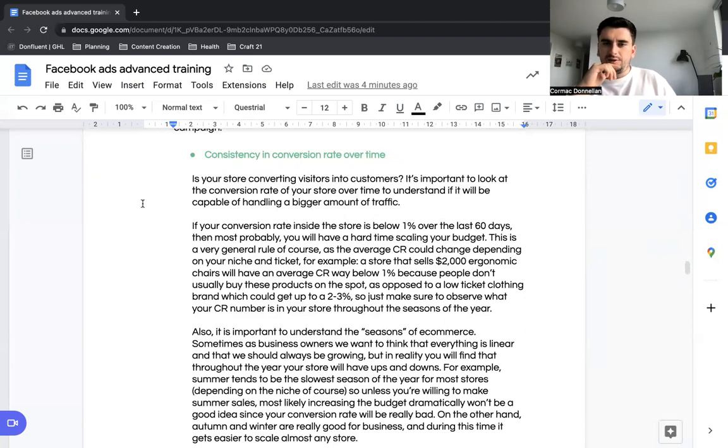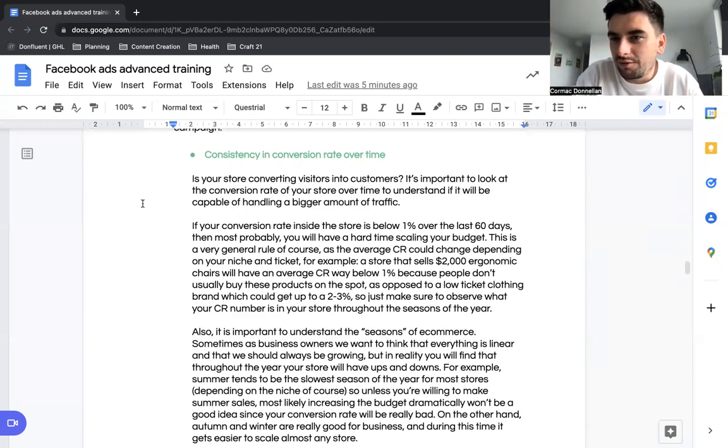So if your conversion rate is below 1% in the last 60 days, then most probably you're having a hard time scaling the budget. This is a very general rule, of course, that the average conversion rate could change depending on your niche and ticket. For example, a store that sells $2,000 ergonomic chairs will have an average conversion rate, maybe 0.7, 0.8%, because people don't usually buy these products on the spot, as opposed to a low ticket clothing brand, which you get 2, 3, 6, 7%.